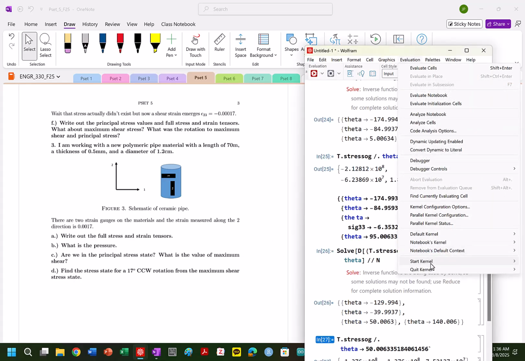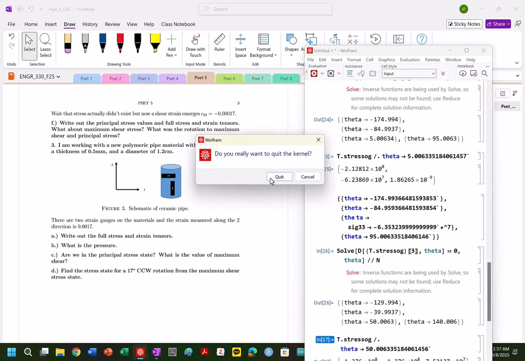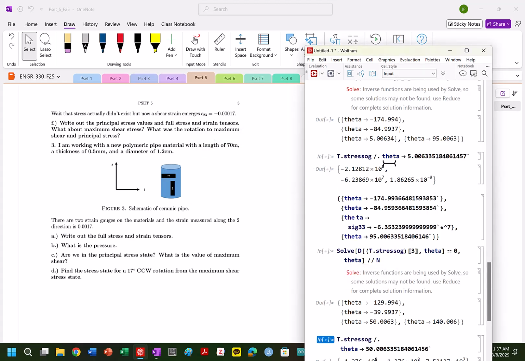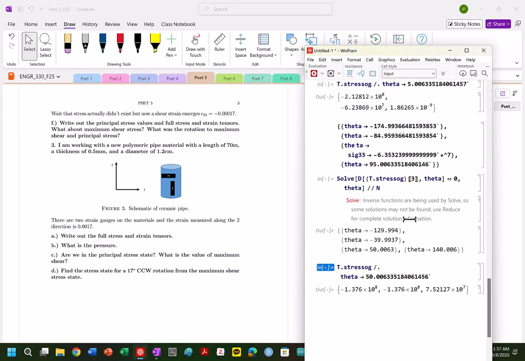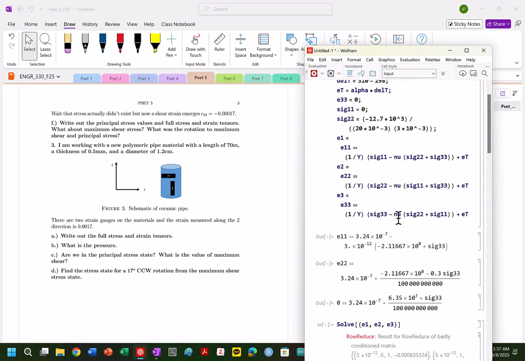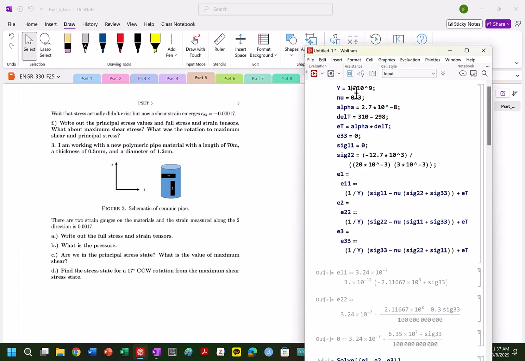All right, let's go to our last problem, our nice old friend, thin-walled pressure vessels, our favorite. I'm working with a new polymeric pipe now, with a length of this, thickness this, 2 strain gauges, etc. So we always know if I'm working with a polymer, E is going to be 1 gigapascal, our approximation. Nu is equal to 0.4. Del T, there's no mention of that in this problem, but we're just going to set it equal to 0 just to be nice and consistent.